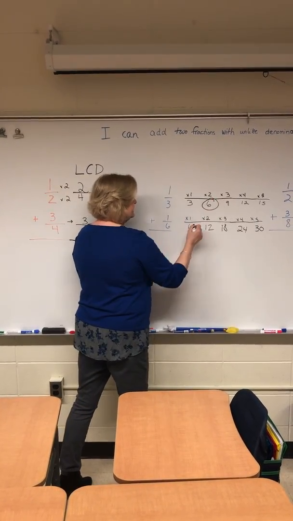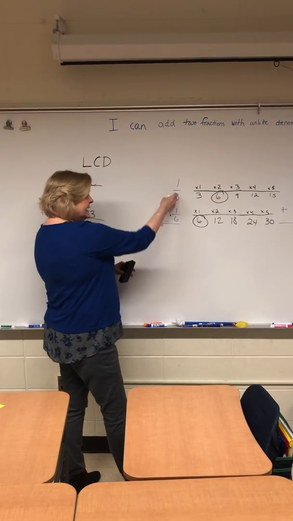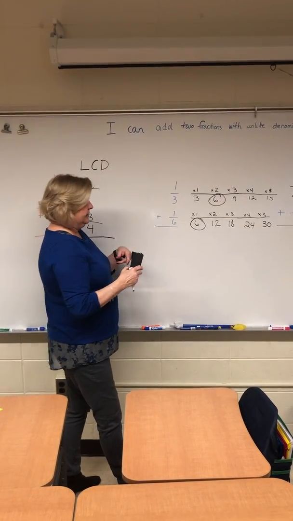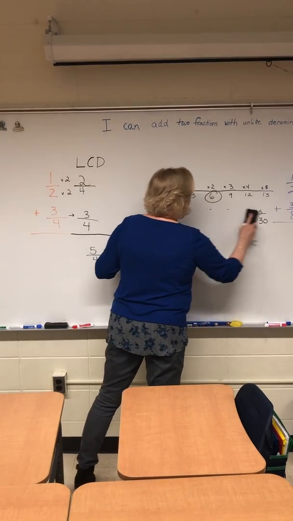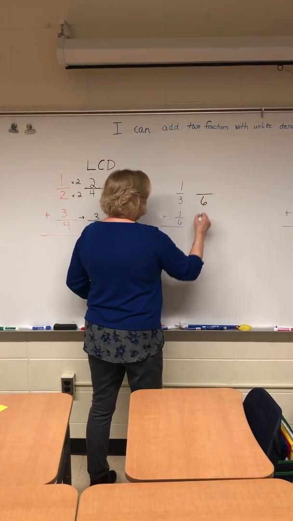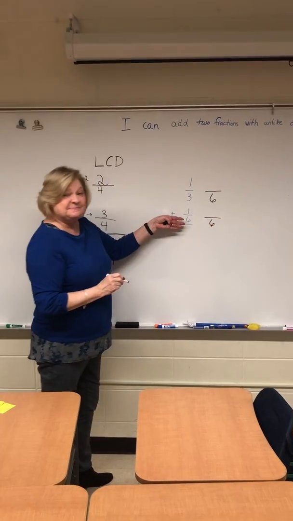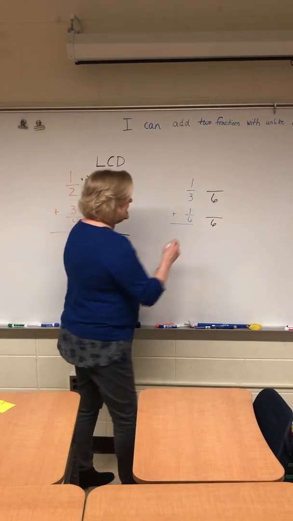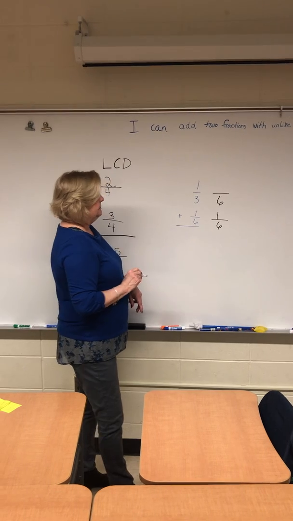6 is the smallest common number, and it just happens to be the one that we have here. Okay, so now I'm going to erase this. I'm going to use 6 as my common denominator. Remember, because this is 6, we can just slide that baby over. There we go.